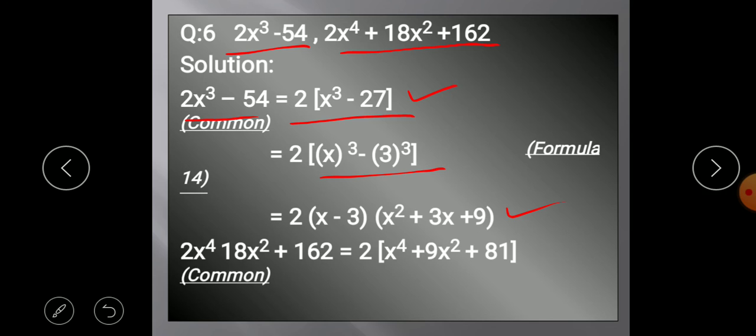Now the second expression is this 2x4 plus 18x square plus 162. So 2 is common here, and then finally the HCF is only 2. Okay, that is the highest common factor.